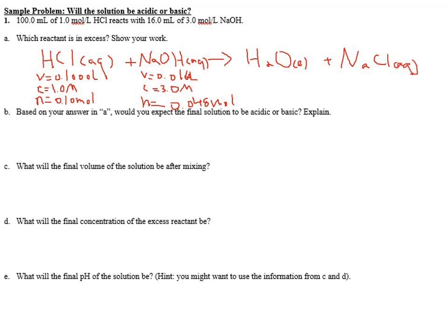So let's take a look at our next question. Which reactant is in excess? Well, it's a 1-to-1 ratio. If you had 0.10 moles of HCl, it should react with 0.10 moles of NaOH. But notice we don't have 0.10 moles of NaOH. We have 0.048 moles, less than 0.10 moles. So that means NaOH is our limiting reagent. The other way you could have looked at it was, we have 0.048 moles of NaOH. It should react with 0.048 moles of HCl, and it will react with that. But we have more than that. We have 0.1, more than we need. So HCl is our excess reagent.